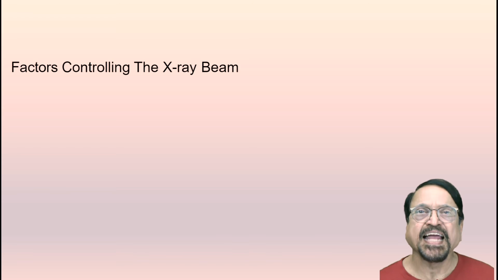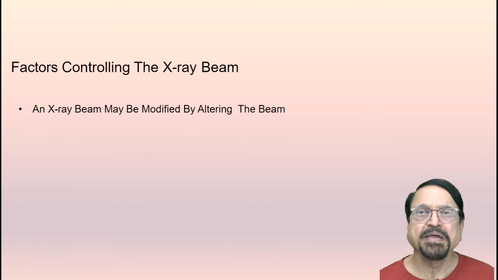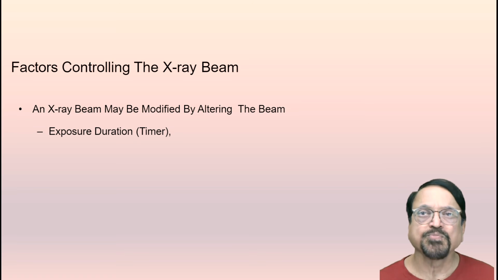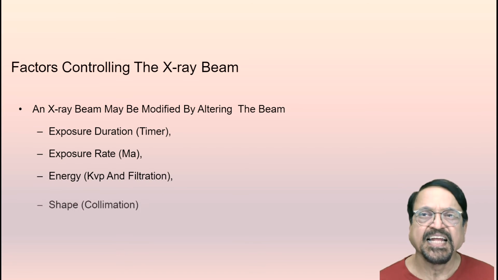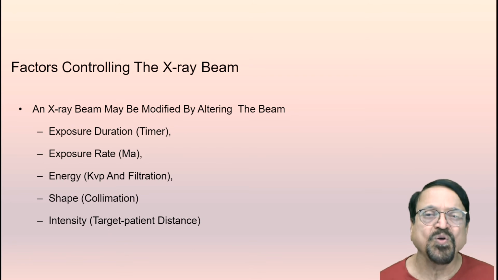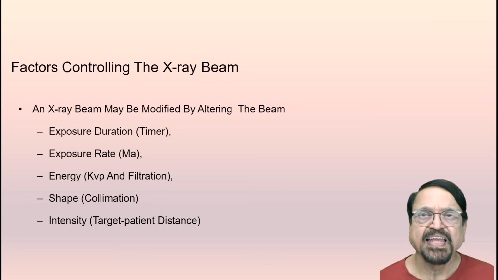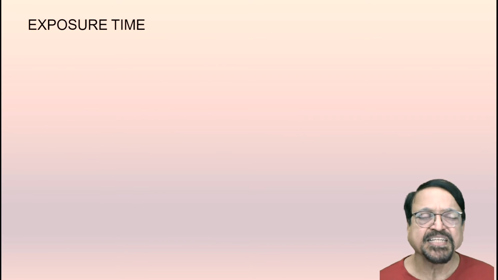Factors controlling the X-ray beam. The X-ray beam may be modified by altering the exposure duration, exposure rate, energy, shape, that is collimation, and intensity. So time, mA, kV, filtration, collimation, and target patient distance are to be considered.